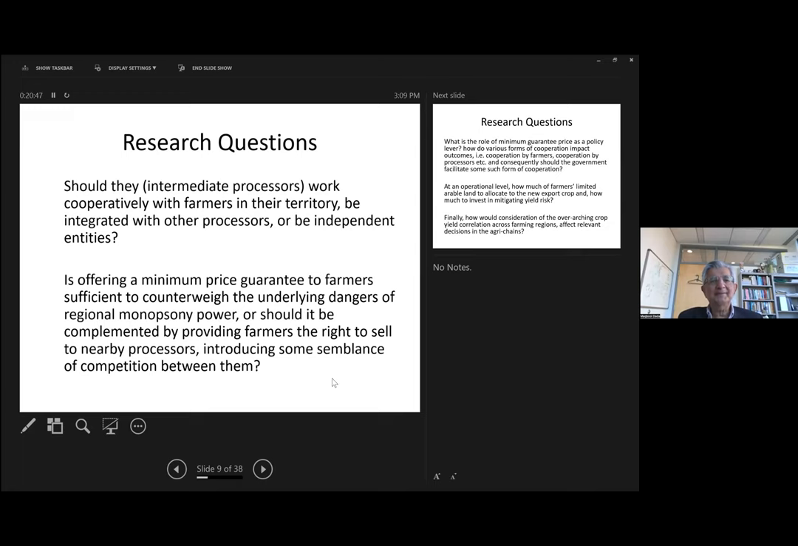So the question is, how much of a relationship there should be between the intermediary and the farmer, and how much decentralization or centralization there should be. So that's what this is trying to say. And as is true in almost every agricultural political economy, the question is, how do you balance providing a minimum price which is sufficiently high without taking incentives away from the processors, because ultimately they have to pay a higher price? So we did not know the answer to this question.